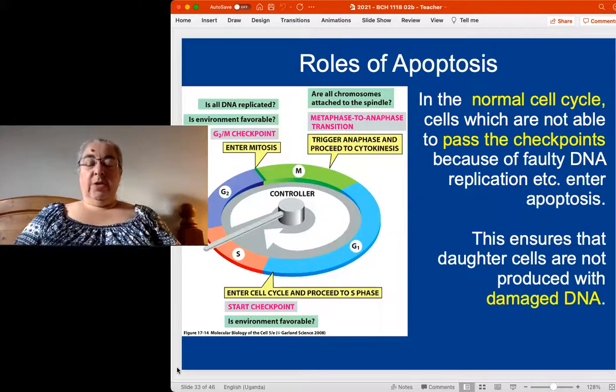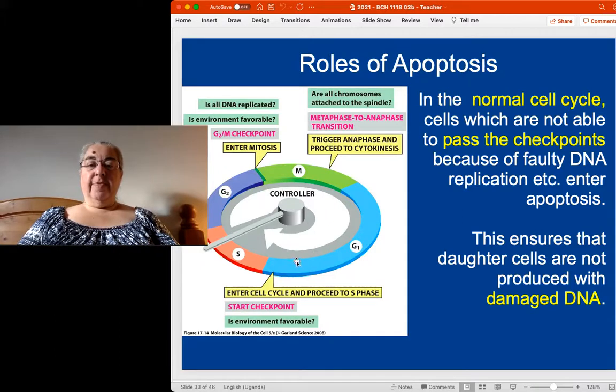So we've seen this diagram last time. We've seen that there are a number of checkpoints in the cell cycle which check to see if the previous part of the cell cycle has happened correctly. So we saw last time that if it has happened correctly, the cell proceeds to the next stage.